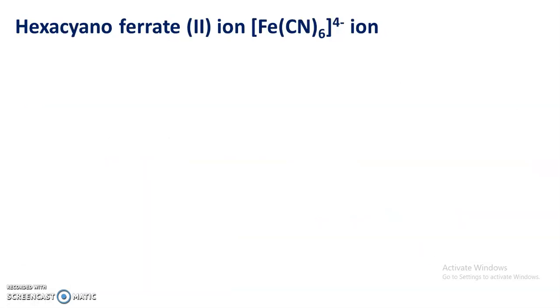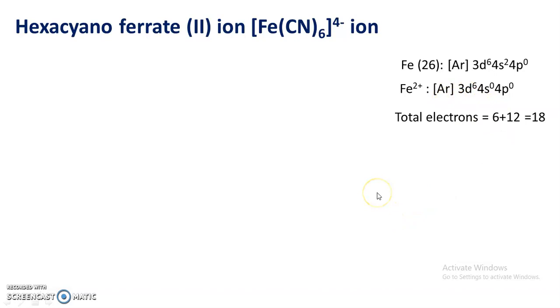Now the next complex is the hexacyanoferrate(4-) ion. Again, iron is the central atom. Its atomic number is 26, and its configuration is argon 3d6, 4s2, 4p0. In this complex, the oxidation state of iron is +2, and therefore the configuration of Fe2+ is argon 3d6, 4s0, 4p0. Again, altogether there are 18 electrons, 6 plus 12: 6 electrons are contributed by Fe2+ and 12 electrons by 6 ligands.